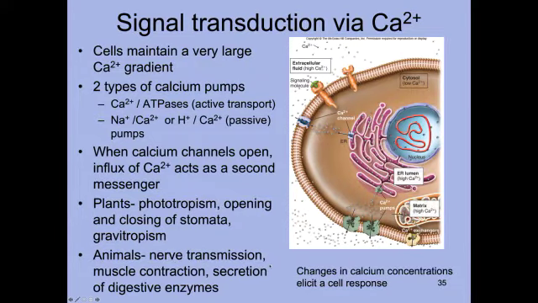All right, we're going to stop here, and we will move into signal transduction by calcium ions, because this starts getting into cardiac muscle contraction. So we will move into this in part 4 of cell communication.